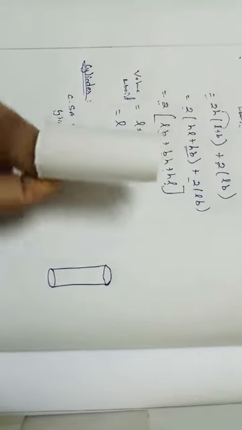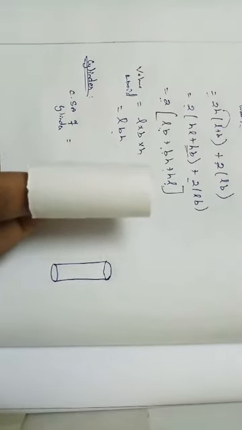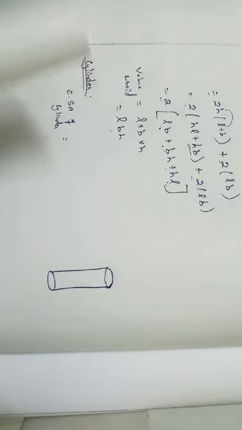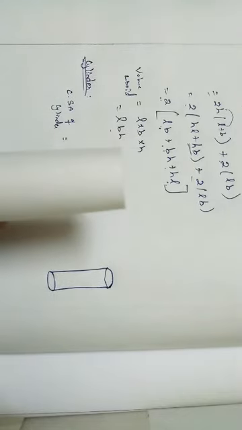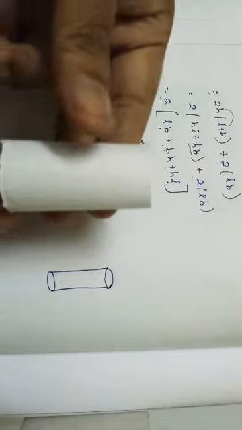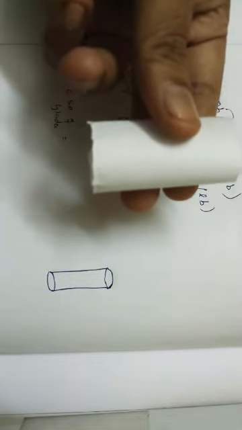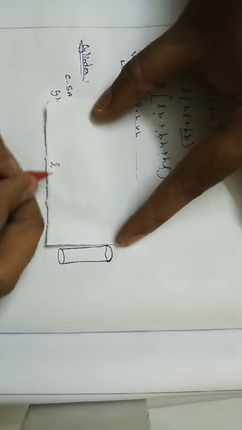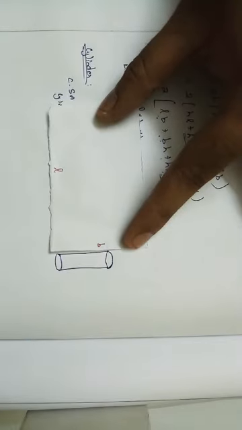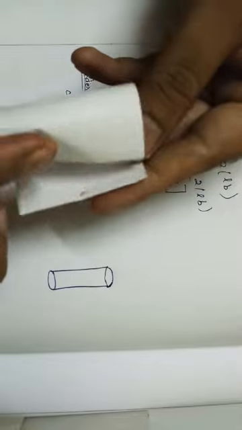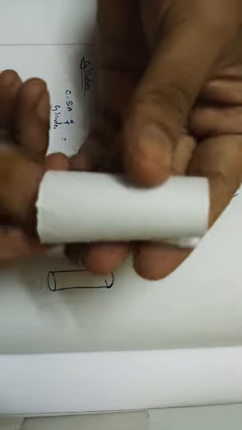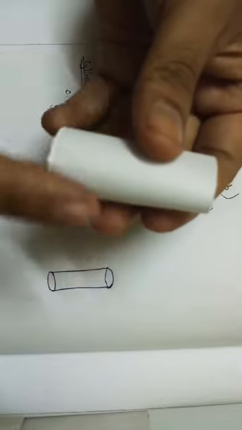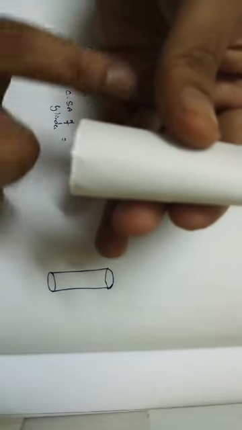While I am rolling the rectangular paper, I get a cylinder shape. And this is nothing but length, and this is breadth, right? So while I am rotating the rectangular paper, the area of the rectangle now becomes the curved surface area of a cylinder.